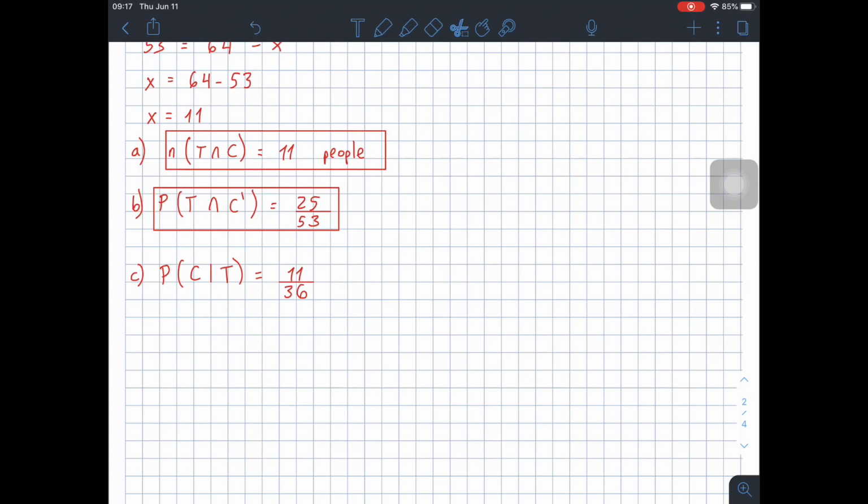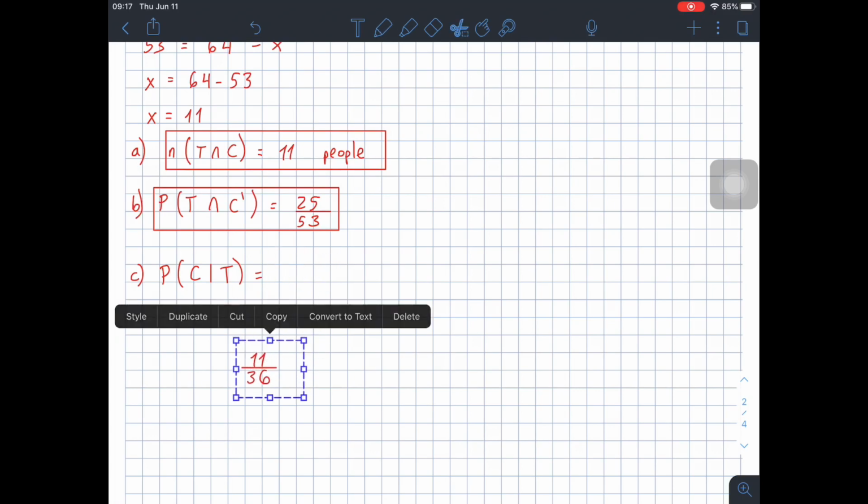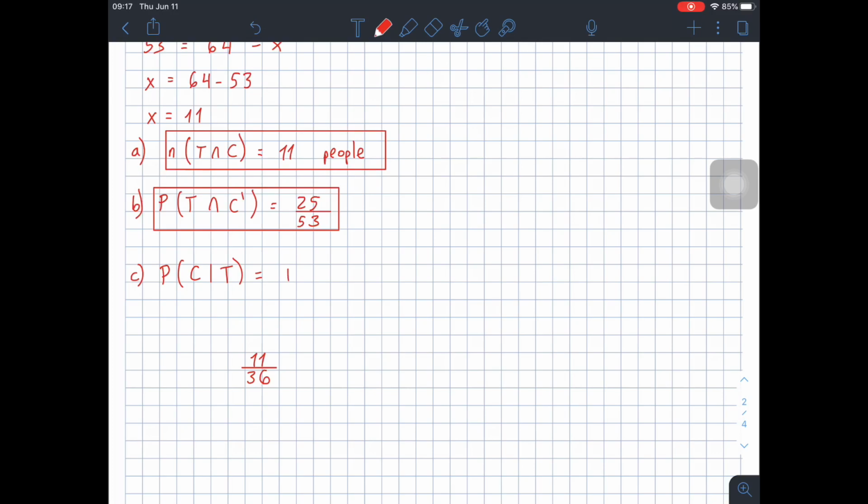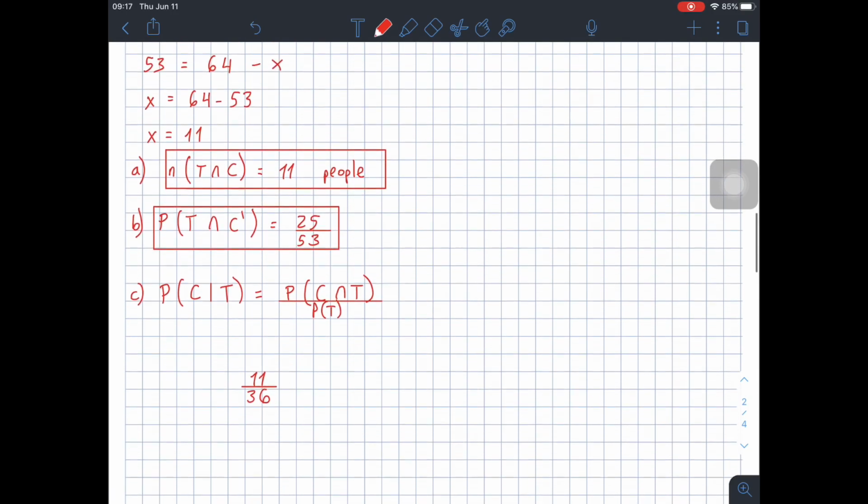If we want to write this in mathematical notation, I'm going to take this down a little bit just to show you. This is the same as saying probability of C intersection T. This is if we apply the formula, okay? Divided by probability of T. And that's exactly what we did. 11 is the intersection between coffee and tea, and 36 is the total amount of people who drink tea. Okay? So this is equal to, I'll take this up here again, and there you go. This is the conditional probability, coffee given that tea.